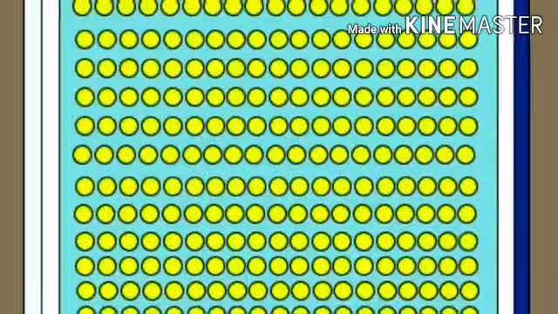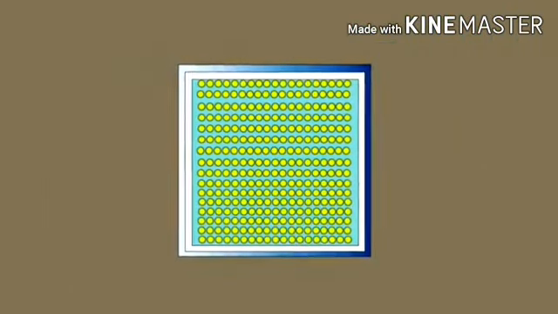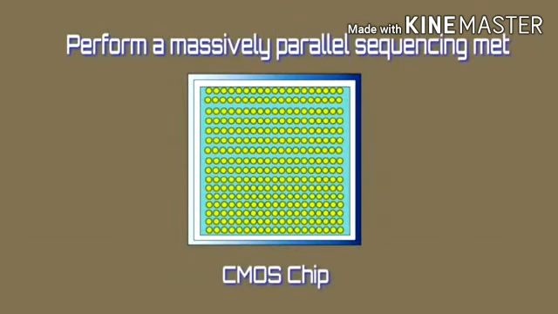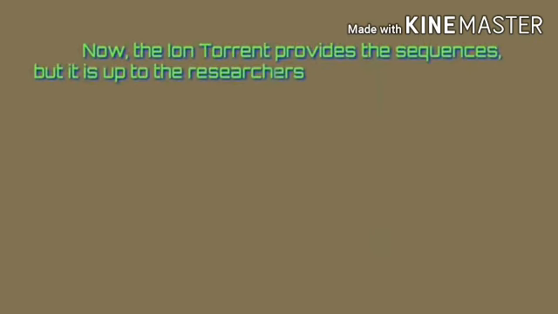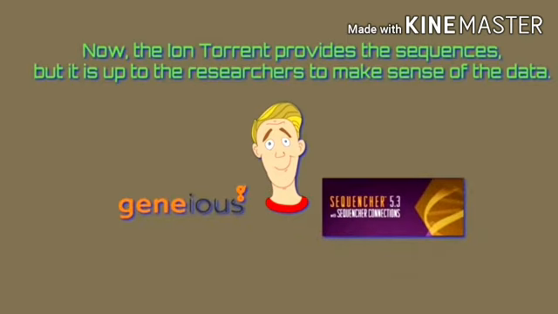Semiconductor chips are essential to the Ion Torrent. The complementary metal-oxide semiconductor, or CMOS chip, performs massively parallel sequencing. Now, the Ion Torrent provides the nucleotide sequences, but it's up to researchers to make sense of the data.